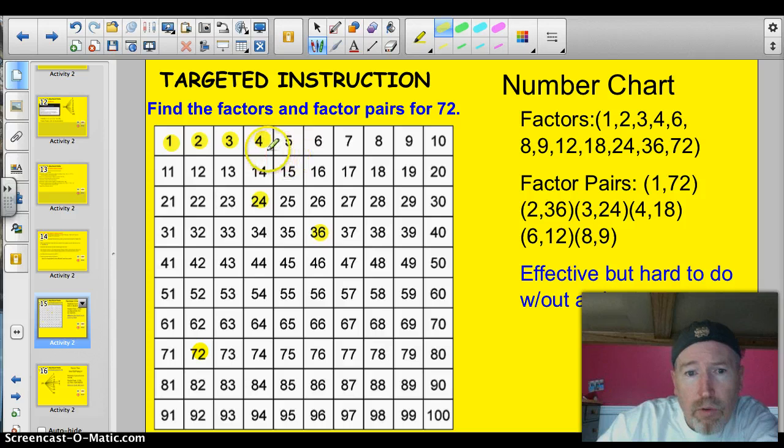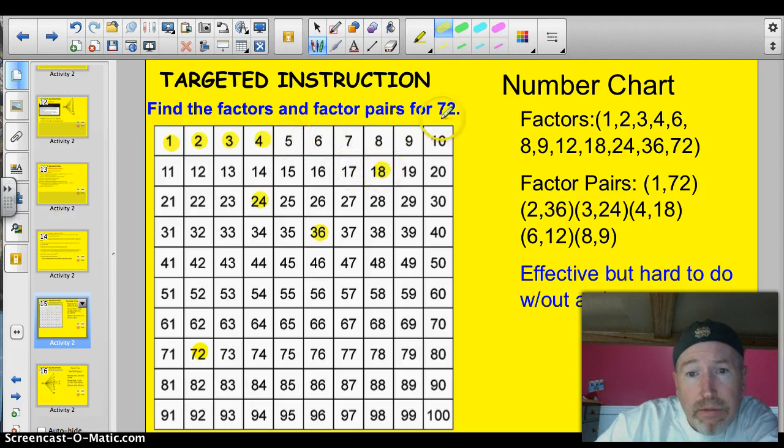Let's see, so 4 times 10 would be 40. That's way too small. How about 4 times 15 would be 60. That's too small. 4 times 20, that's 80. That's too big. How about 4 times 18? Let me check. 4 times 10 is 40. 4 times 8 is 32, and there's my 72.